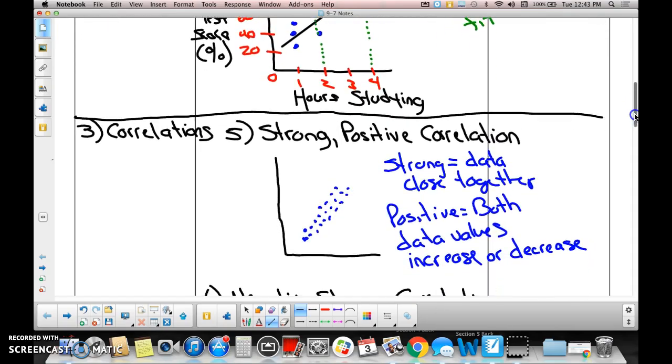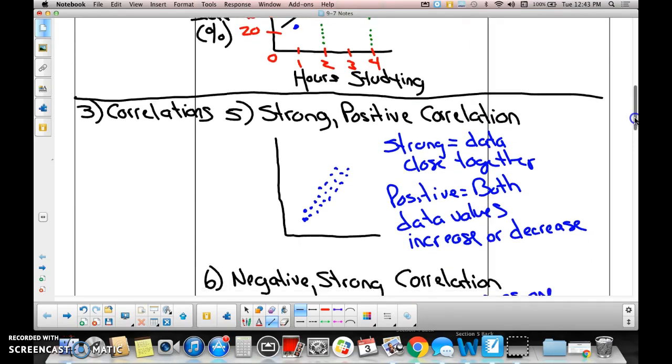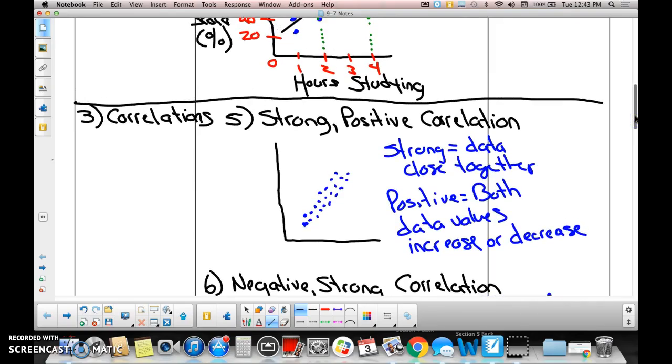Somebody explain to me what a strong positive correlation is. What is a strong positive correlation? Who can tell me in very loud words? Megan, go. A scatter plot that has data very close together and data values. So both data values increase, right? And they're very, very much bunched together.